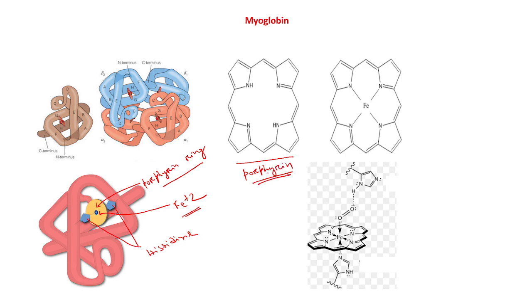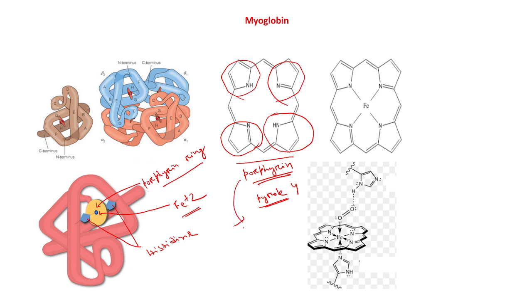The porphyrin ring structure is made of pyrrole groups. What is a pyrrole group? This is one pyrrole group. This is another pyrrole group. This is another pyrrole group. This is another pyrrole group. So 4 pyrrole groups are present. That's why it is the porphyrin ring. It is also called the tetrapyrrole structure, tetrapyrrole ring or porphyrin ring.